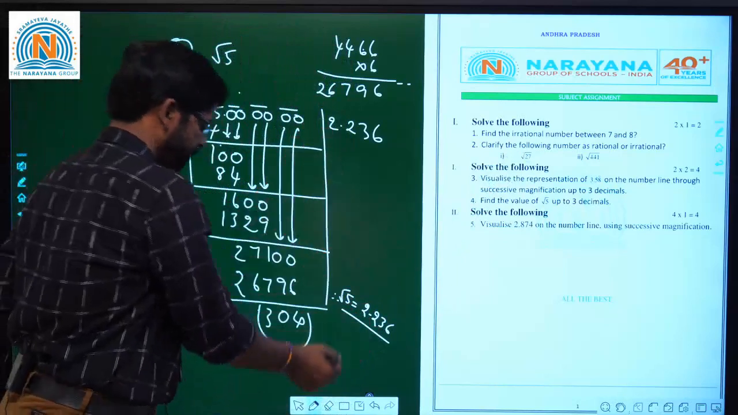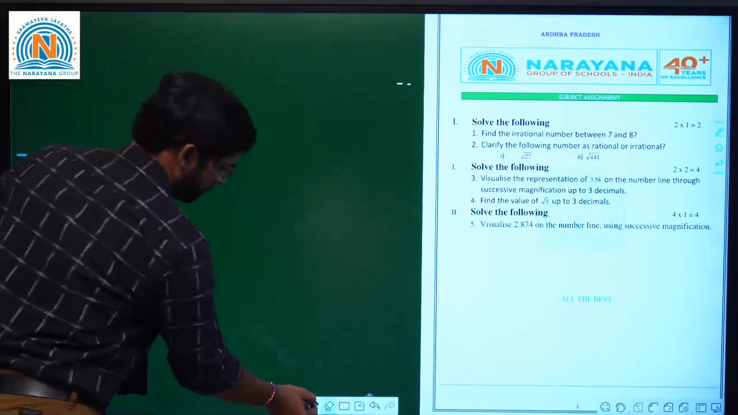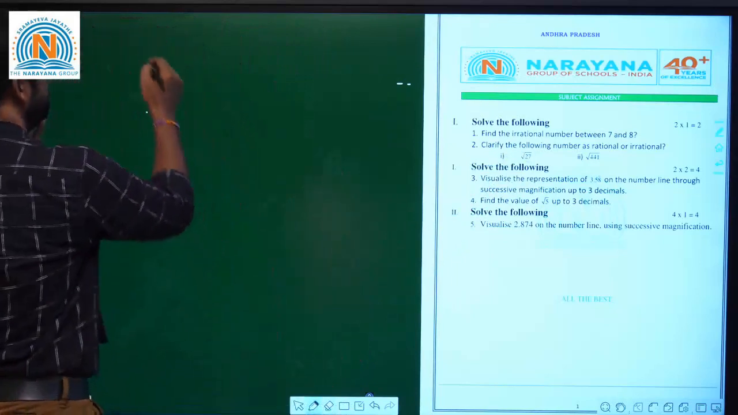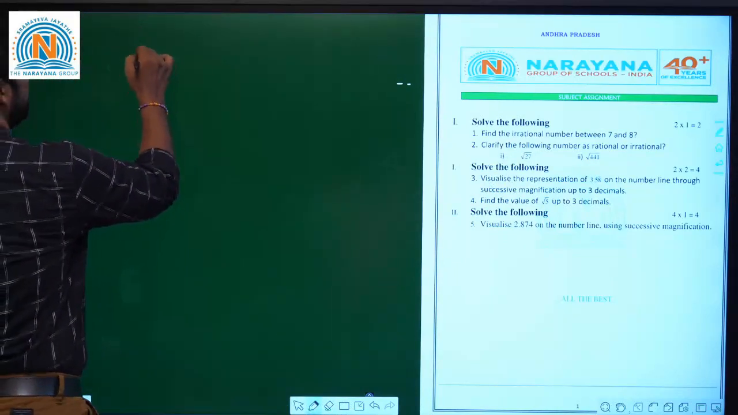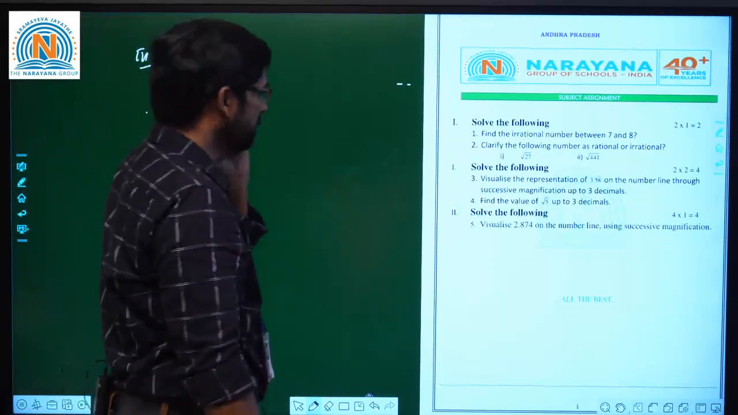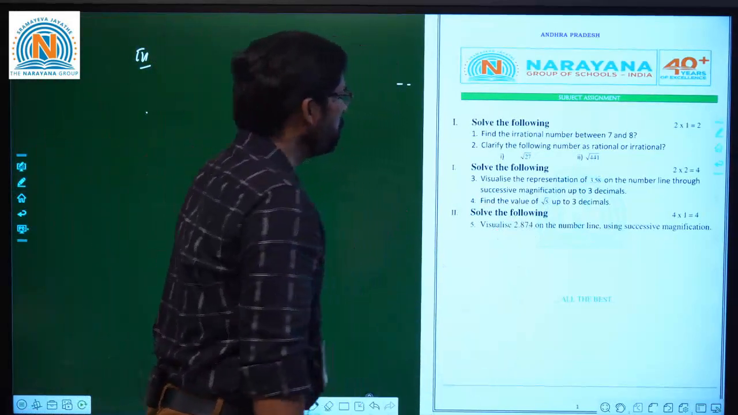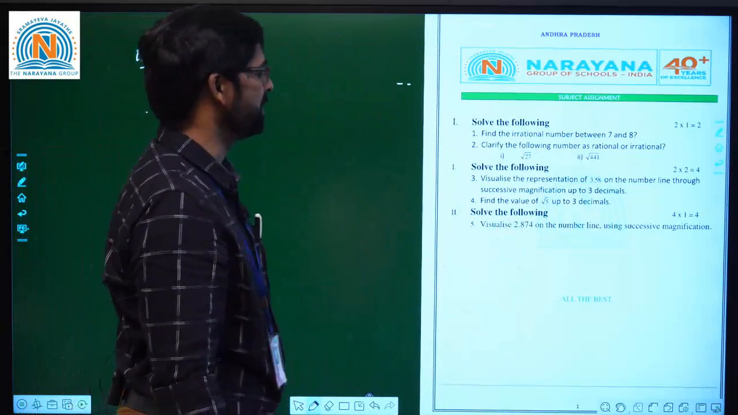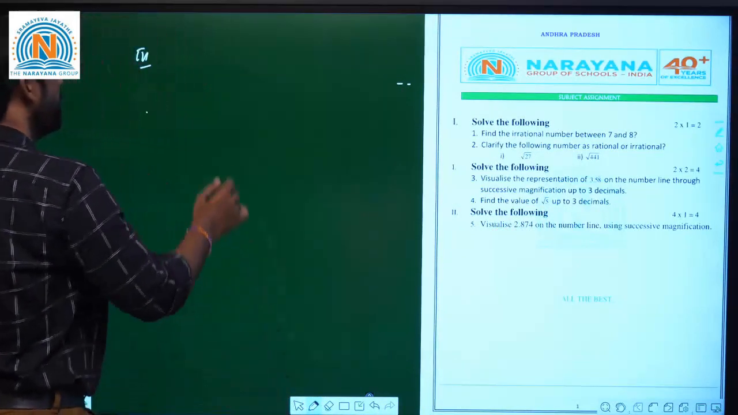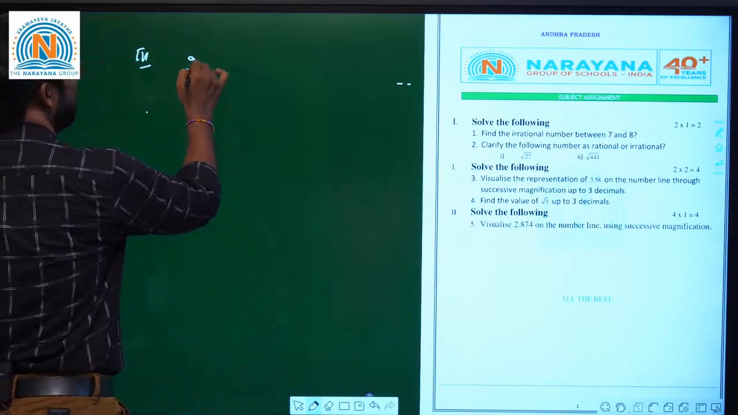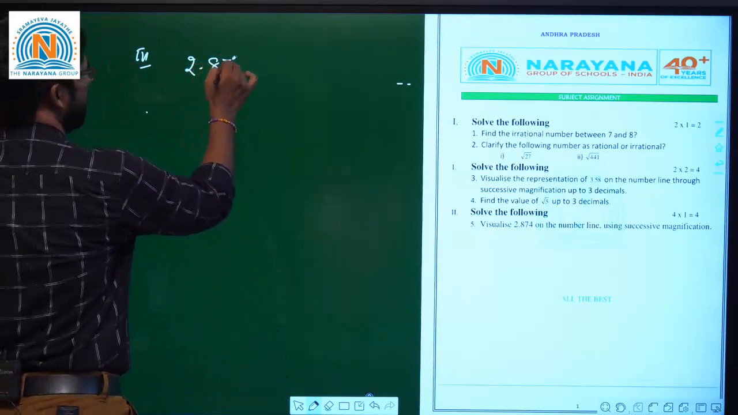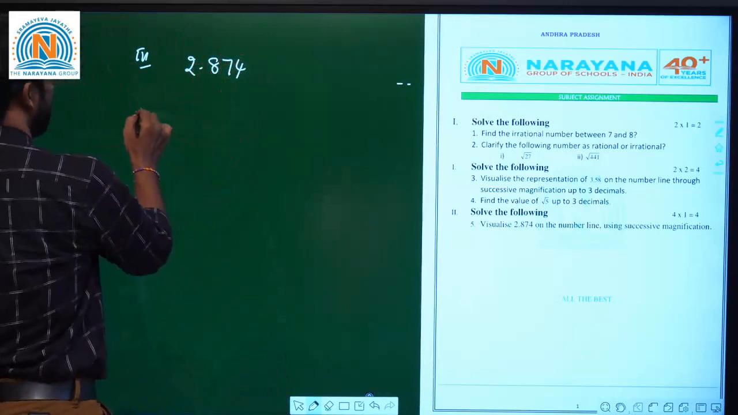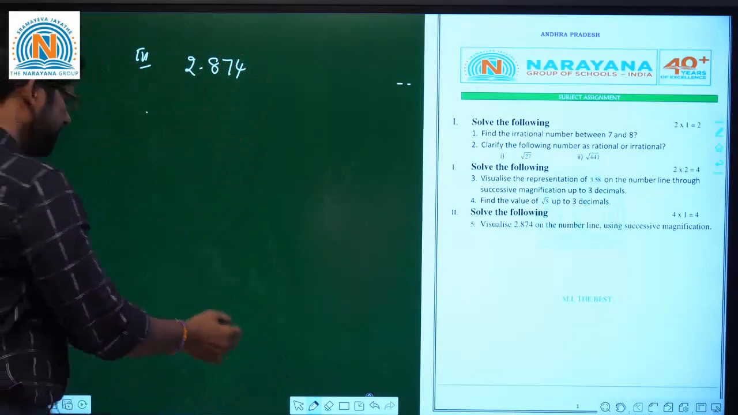So is that clear? Next and last, the third Roman numeral: visualize 2.874 on the number line using successive magnification. The given number is 2.874. And how many steps? 3 steps.